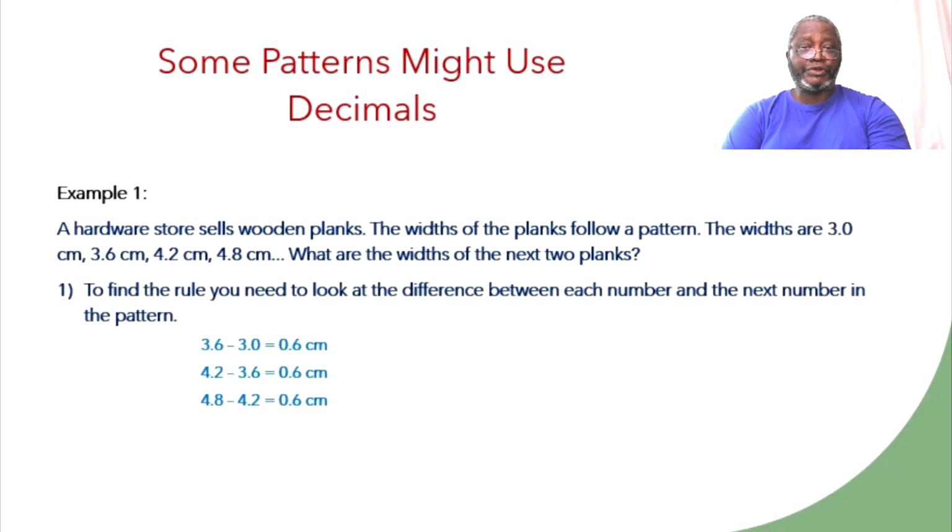To find the rule, you need to look at the difference between each number and the next number in the pattern. So 3.6 minus 3 is 0.6 centimeters. 4.2 minus 3.6 is 0.6 centimeters. 4.8 minus 4.2 is 0.6 centimeters. Once you've got those figures, you can answer your questions.